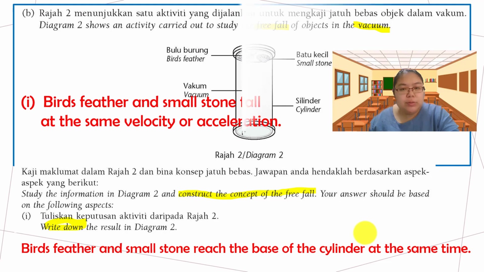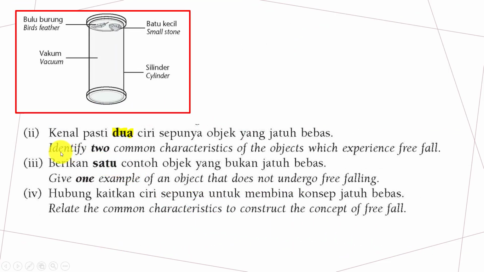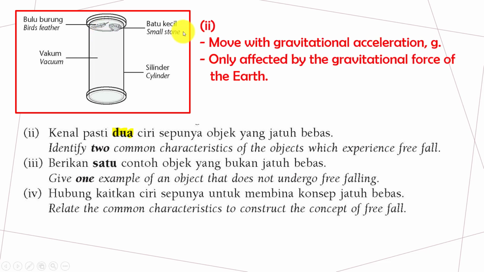Okay, then we go to number 2. Number 2 is talking about two common characteristics of the object that experiences free fall. When free fall, what common characteristics? First, we know when free fall, they are only pulled by the gravitational force and they move with the gravitational acceleration 10. So those are the two characteristics. Move with the gravitational acceleration, then only affected by the gravitational force. So this is 2 points: one is an acceleration, another one is a force. So this one is 2 marks.